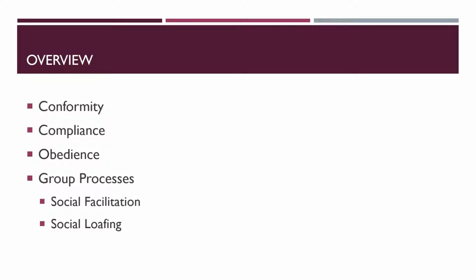So today we're going to be talking more about the explicit forms of social influence, and then we're going to touch on group processes. Specifically, we're going to talk about conformity, compliance, obedience, and then in group processes themselves, we're going to focus on social facilitation and social loafing.